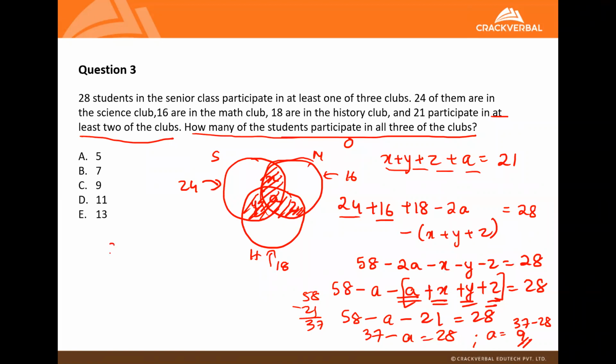So if A is 9, I have X plus Y plus Z to be 21 minus 9, which is 12. So now how do I proceed from here, guys? I've got the value for A. I've got the value of X plus Y plus Z. How do I figure out how many students participate in all three of the clubs? The question is just direct, right? All three of the clubs means I need the value of A. So the answer here has to be Charlie. Okay with this?